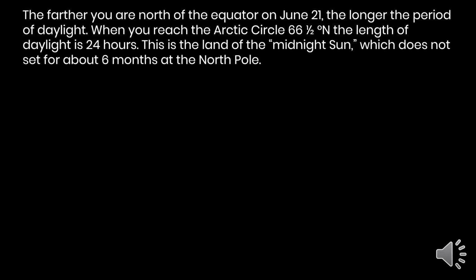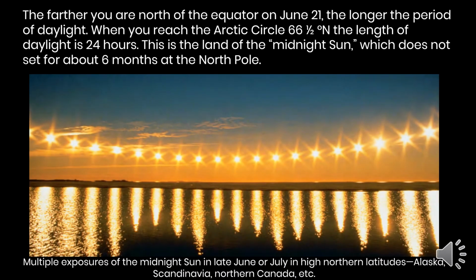The farther you are north of the equator on June 21st, the longer the period of daylight you reach. At the Arctic Circle, 66.5 degrees, the length of daylight is 24 hours. This is the land of the midnight sun, which does not set for about 6 months at the North Pole.